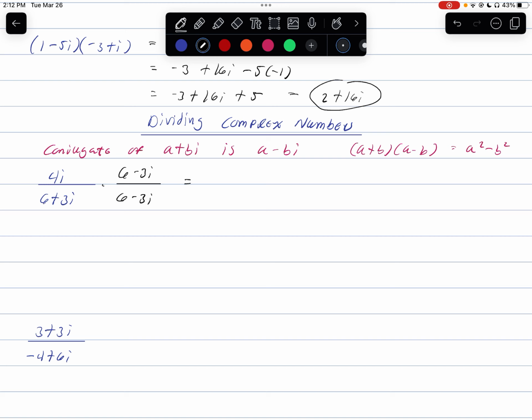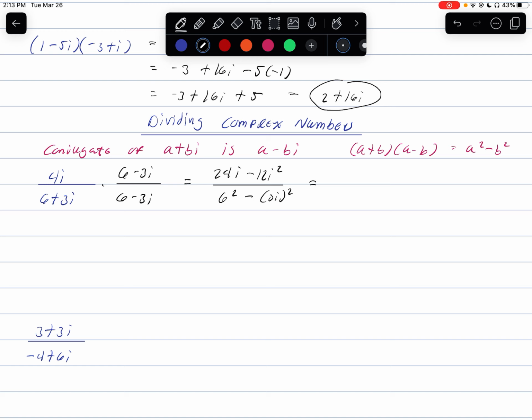Okay, so if we do the numerator, all we have to do is distribute that. So we'll have 24i minus 12i squared. Okay, that's fair. And then in the denominator, we can either FOIL it out or we can do our a squared minus b squared because we have our conjugates. I'm going to do the a squared minus b squared. So we'll have 6 squared minus 3i squared.